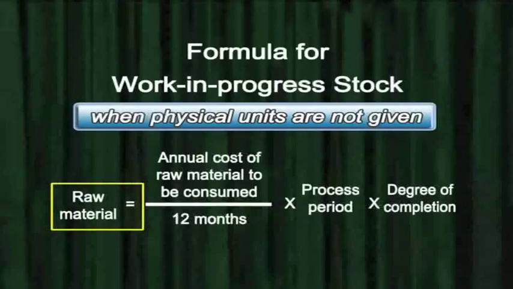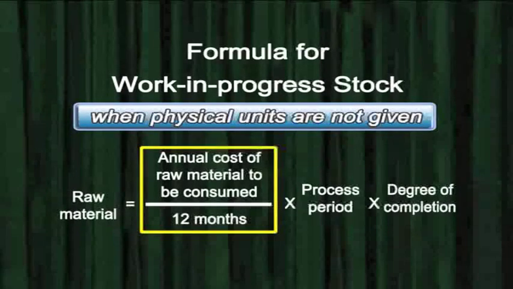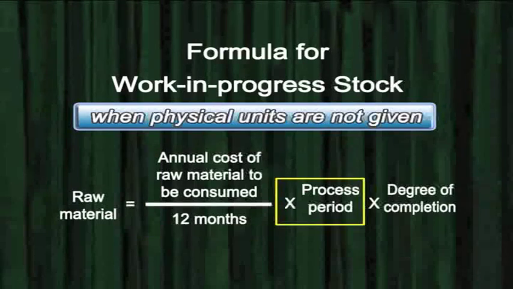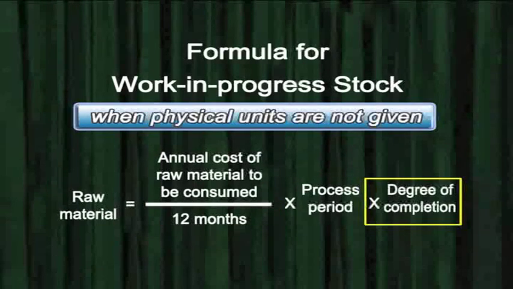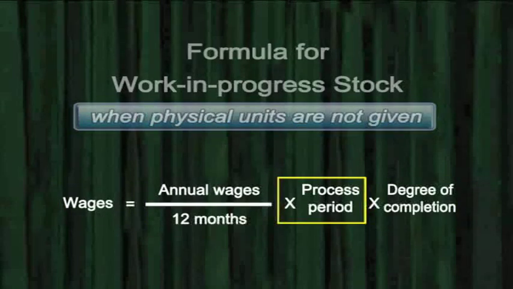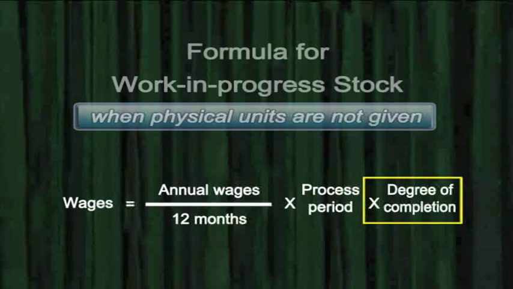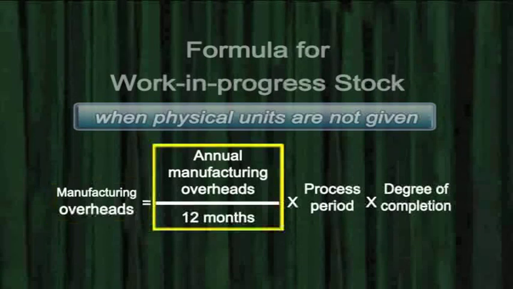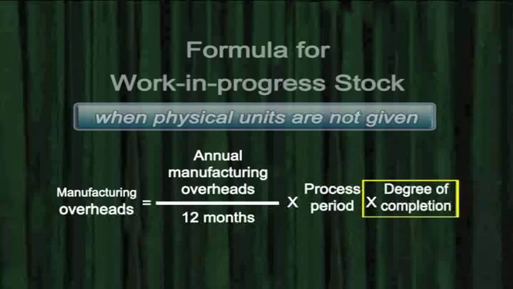They are related to the physical units. If physical units of work in progress are given, how to compute it, and if physical units are not given, then how to proceed ahead. So let's see these formulas on the screen. Raw material: annual cost of raw material to be consumed divided by 12 months into process period into degree of completion. Then wages: annual wages divided by 12 months into process period into degree of completion. And manufacturing overheads: annual manufacturing overhead divided by 12 months into process period into degree of completion.